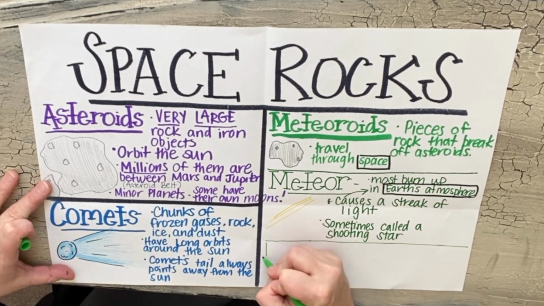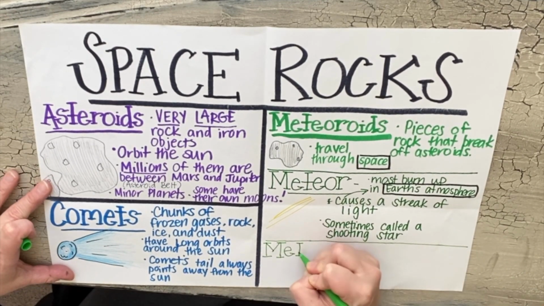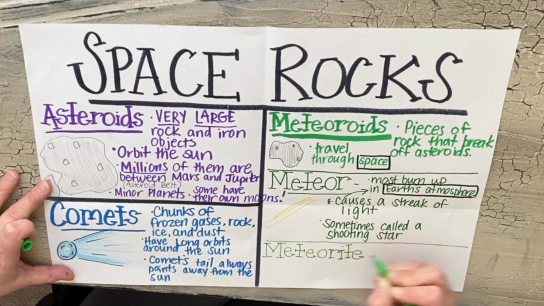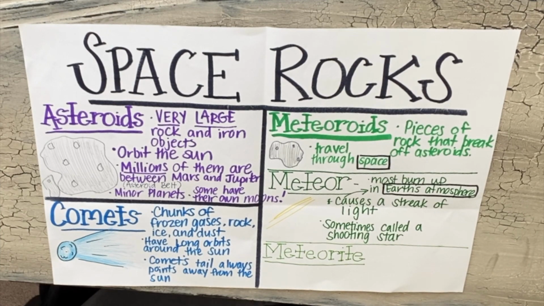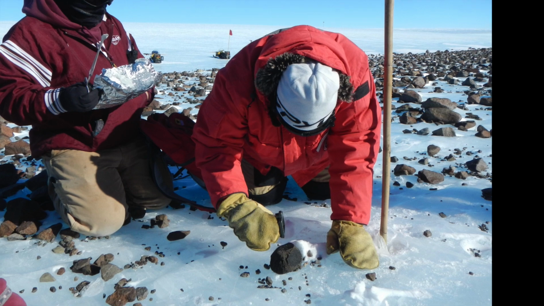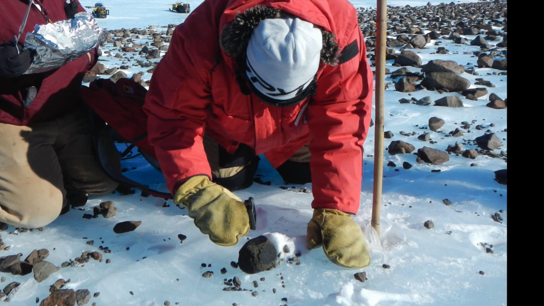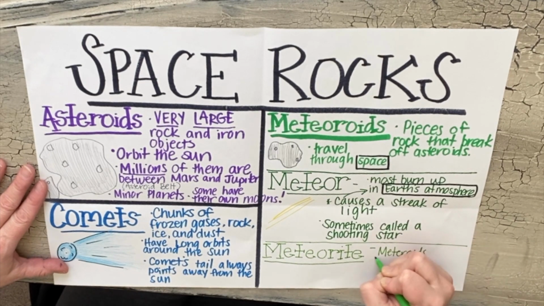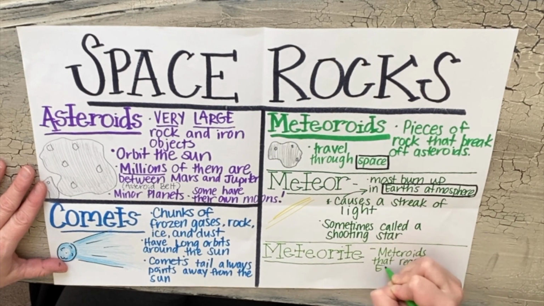All right, they have one other version of a meteoroid. Do you remember what it is? All right, it's called a meteorite. A meteorite, and this is what a meteorite looks like. Meteorites are just meteoroids that reach Earth's surface. They are right here on Earth.